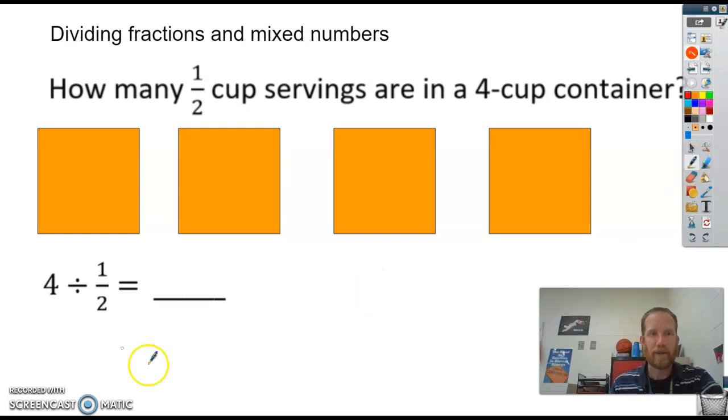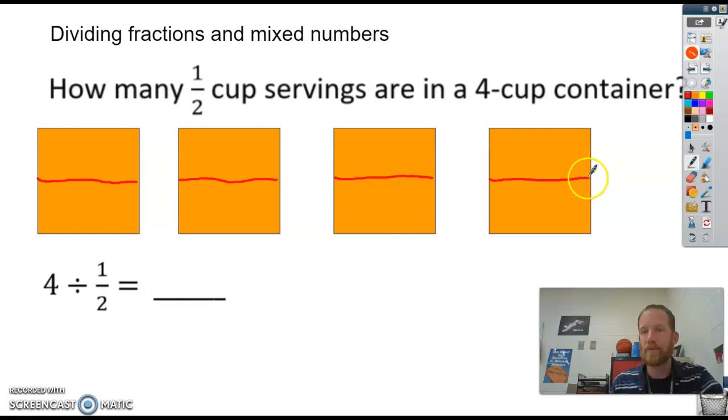Hi, Mr. Vanderwall here. We're going to divide fractions and mixed numbers. We're going to start by looking at the question, how many half-cup servings are in a 4-cup container? And so this is a division problem because it's asking us to take what we have, which is 4 cups, and divide them into parts that are all a half a cup.